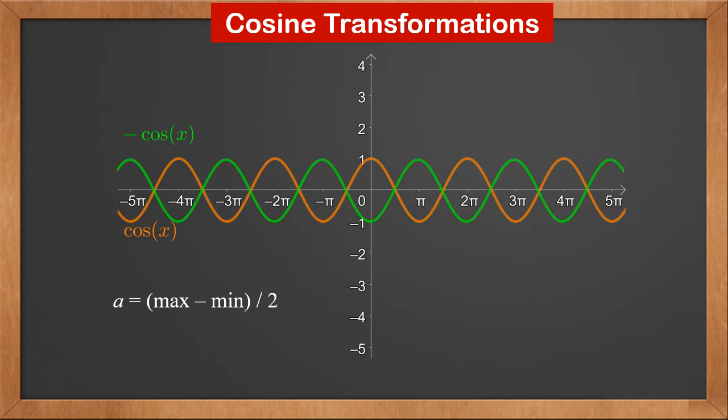This is minus cosine x. It's a reflection of cosine x in the x-axis. This is cosine x plus quarter pi. It's moved to the left by quarter pi. This is cosine x minus quarter pi. It's moved to the right by quarter pi.